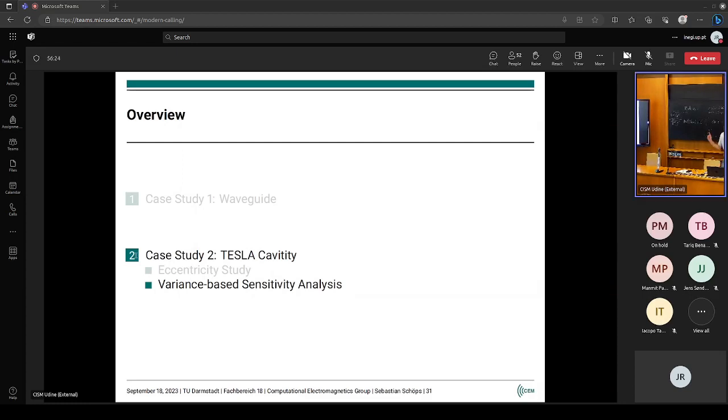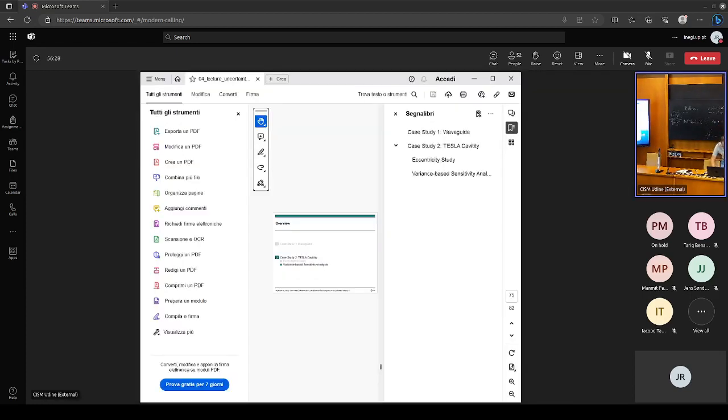If not, I told you, I will not discuss the variance-based sensitivity analysis, but I would like to give a very brief overview regarding robust optimization.